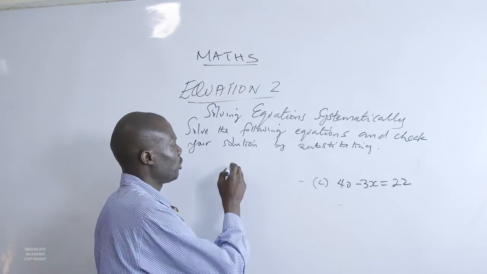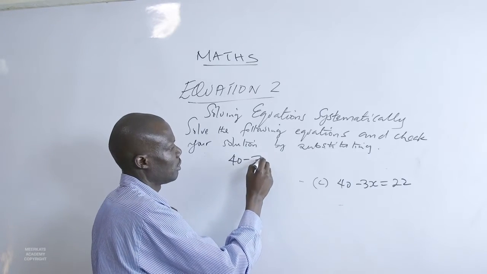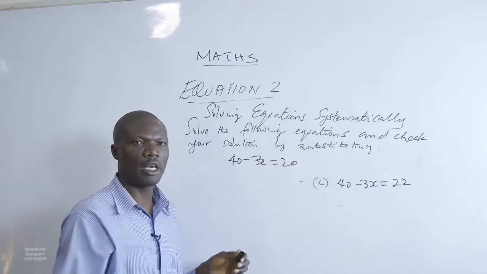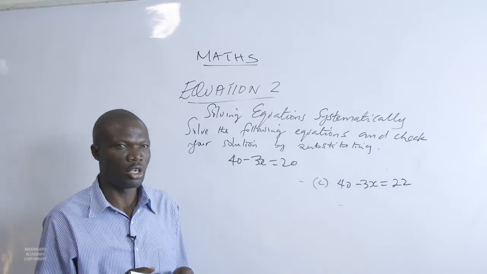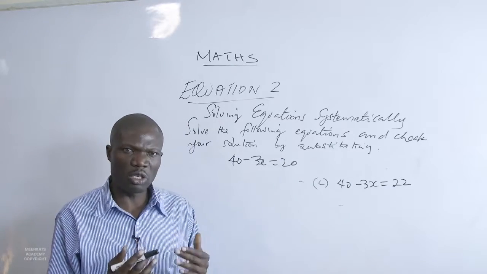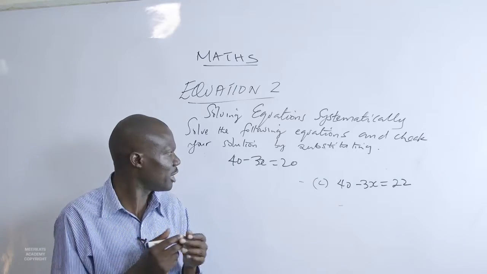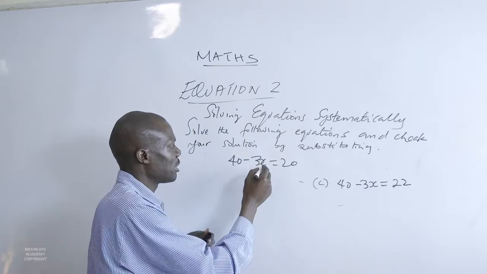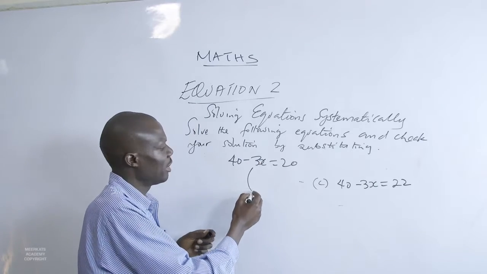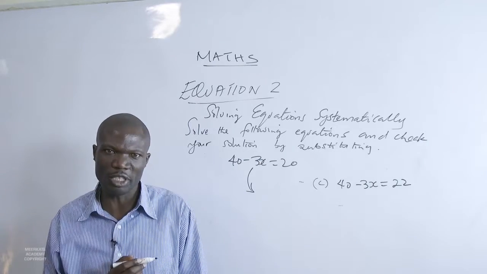Lastly, we have 40 minus 3x is equal to 22. From here, what do we need to work out first? The constant is there. The unknown is with x. We need to find this x. So the first step here, we shall subtract 40.